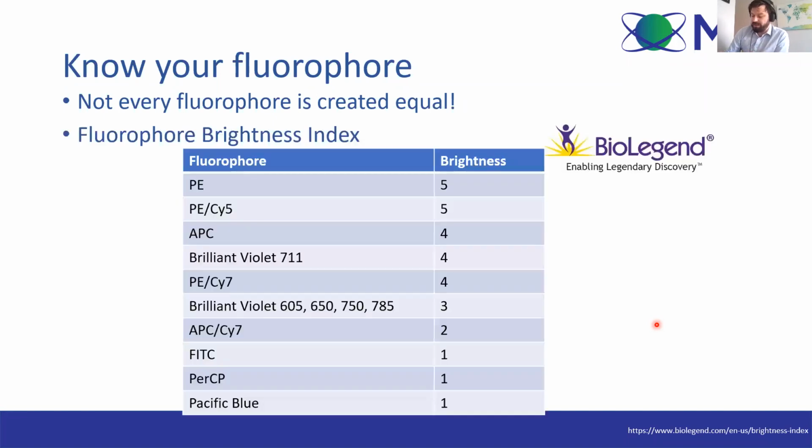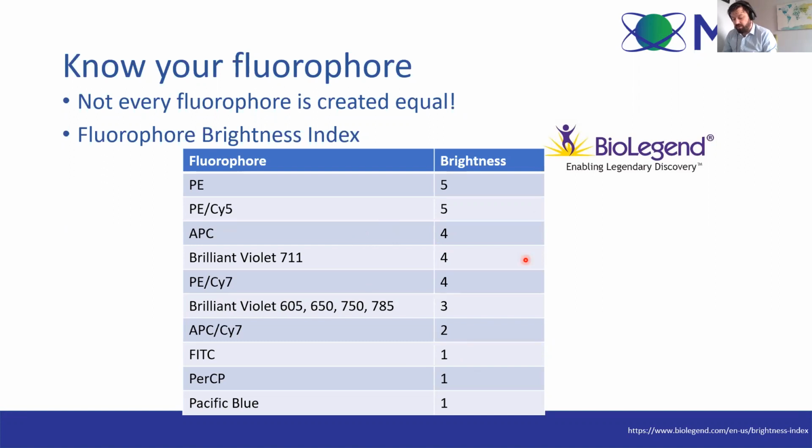And there's some handy tools online. For example, the BioLegend website has its fluorophore brightness index. And this lists many of the fluorophores, not all, but there are 50 to 60 fluorophores. They're all the common ones. And their relative brightness levels from 1, which is the dimmest, all the way up to 5, which are the brightest. So I've just picked out a few of the common fluorophores here with their relative brightnesses just to show you.